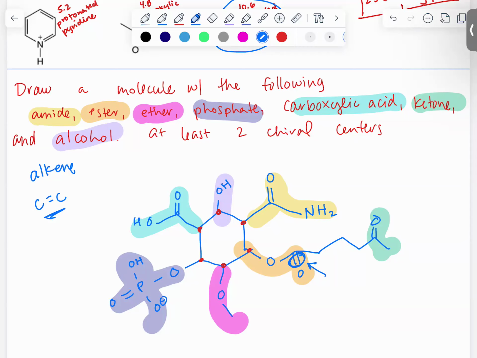There should be a slide that lists a bunch of functional groups. Some other ones to know are amine and thiol. An amine is NH2 and a thiol is a sulfur and a hydrogen.